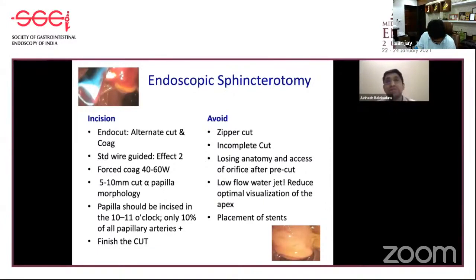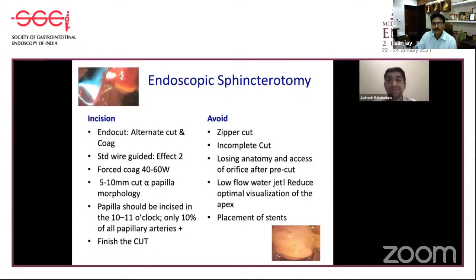It's always important that we finish the cut, even though there is a little bit of bleed. Whenever we cut, bleed is going to happen. It's always better that we finish off the cut. Otherwise, if it is only part of the cut, the vessel will recoil. Once we finish the cut, the vessel gets cut through and through. At that time, the vessel recoiling will happen, and the bleed control rate will be much better.